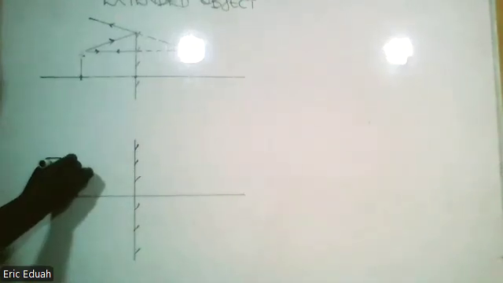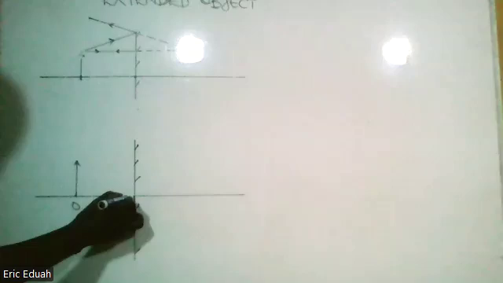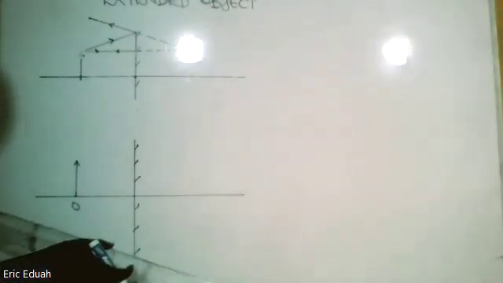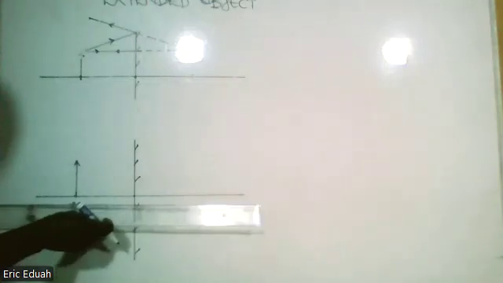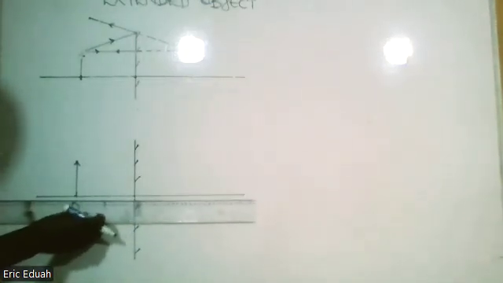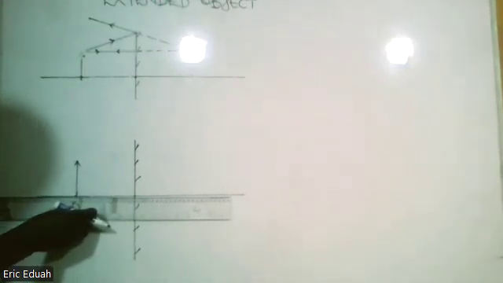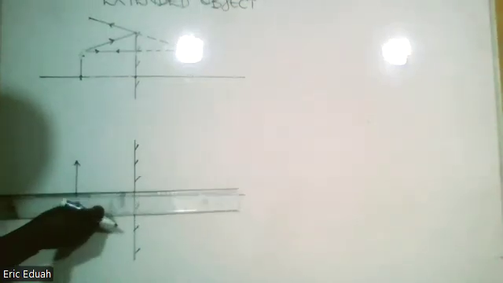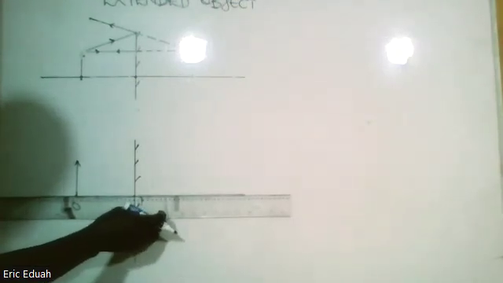So this is the object O. Object distance must be equal to image distance. So you need to measure the object distance. From the distance taken, this is around 14. So I measure the same distance for the image.